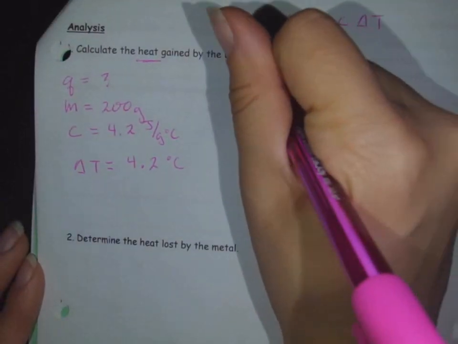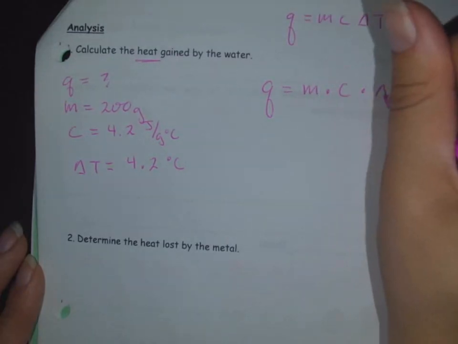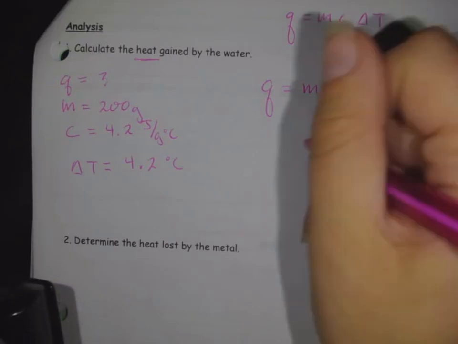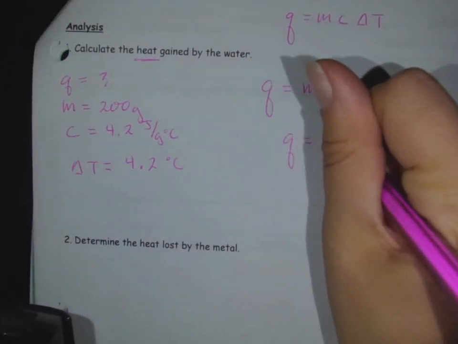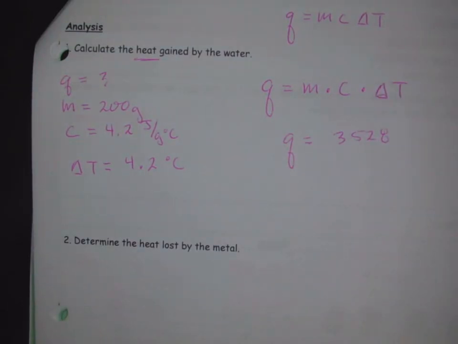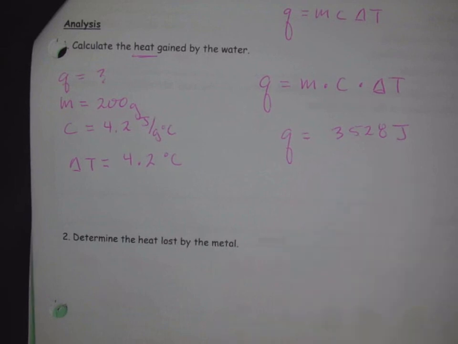So plugging this into the equation, M times C times delta T, I take that mass, I times it by the specific heat, I times it by the change in temperature, and this is my energy that was gained, 3,528, and then energy is measured in joules. So you're going to need to remember the units that go along with that for the quiz. So the water gained this many joules of energy.